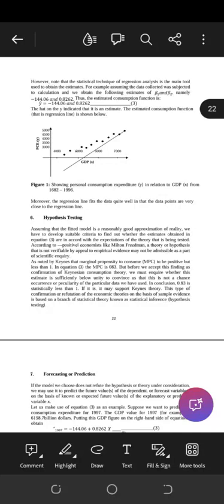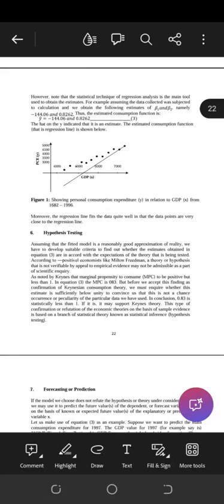0.83. Exactly. 0.8262 is 0.83. So that's our MPC. So you can really flow with all of these things. So the MPC here is like 0.82 whatever.